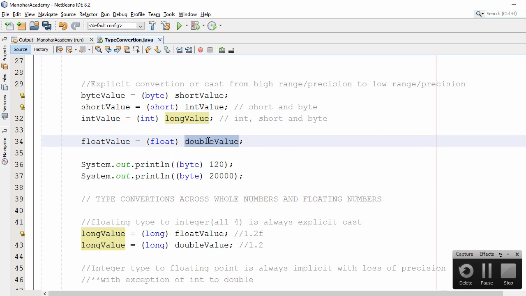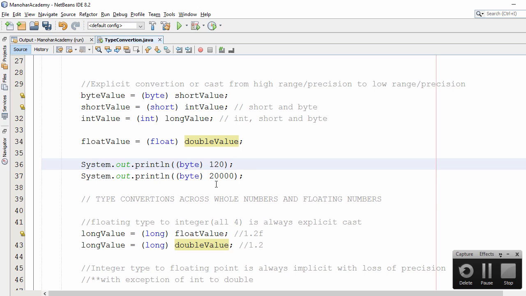Similarly, if you are converting from double to float, we have to explicitly tell the compiler, okay, there may be loss of precision because double has double precision, but that is okay in this particular scenario. I want that to happen, so I am explicitly telling you, go ahead and convert from double to float. Okay.